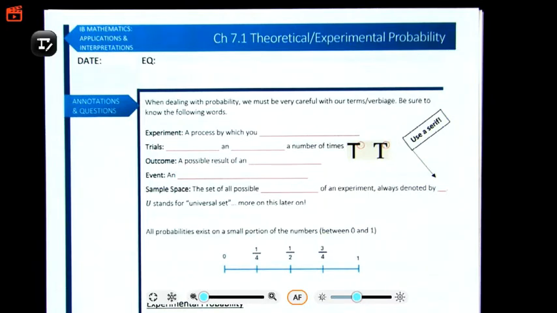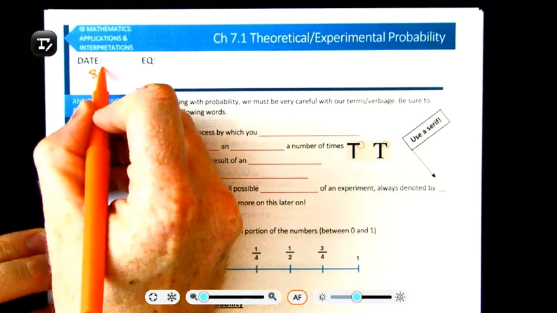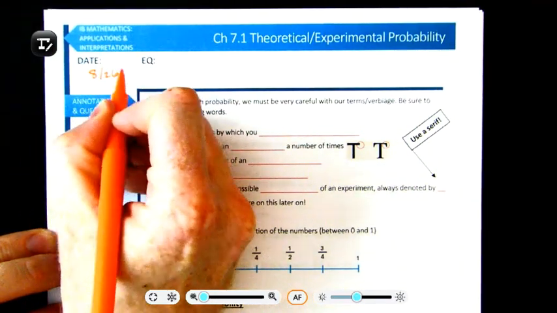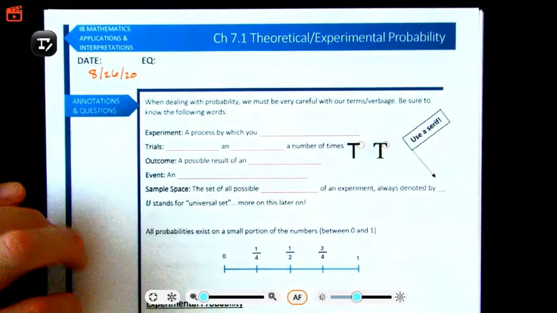So the date, depending on when you're seeing this, today is that I'm doing it is 8/26/20, but I'm sure that is not the date that you're watching this video.